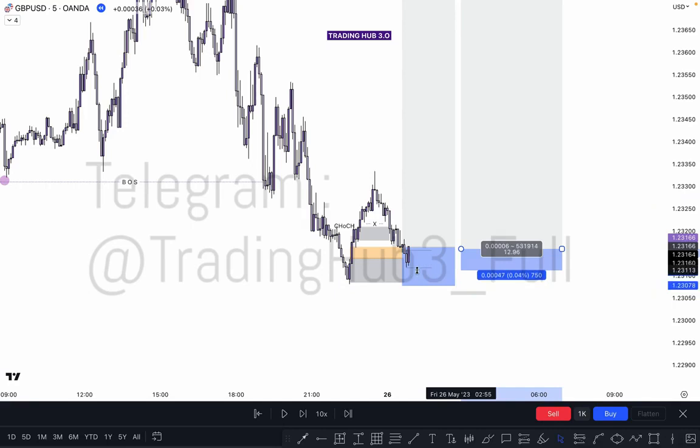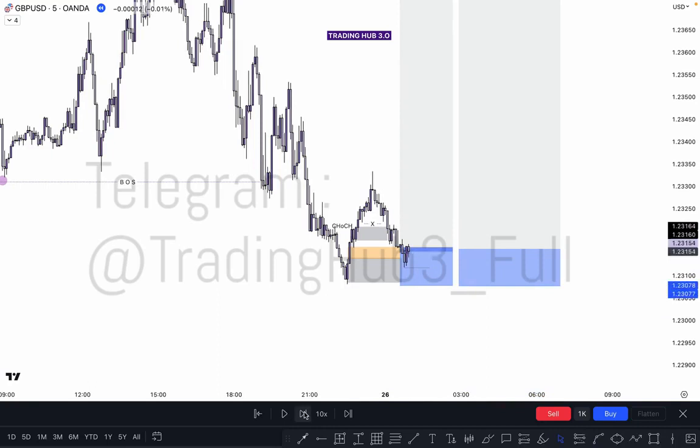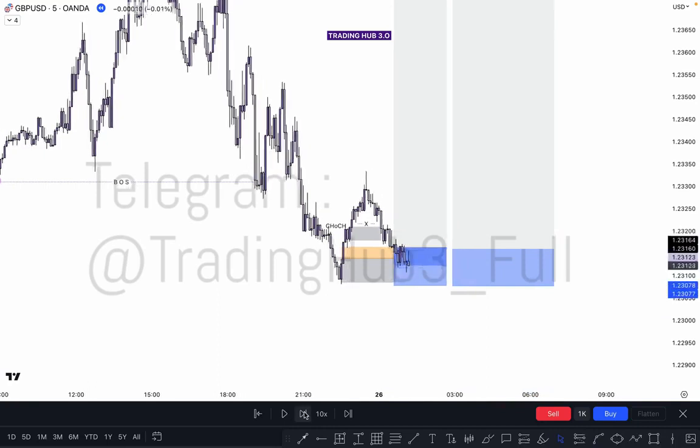But this is not a safer side. So you have to play on a safer side. This is your valid entry for the buy. Okay, execute your entry. And now let's see what is happening here.